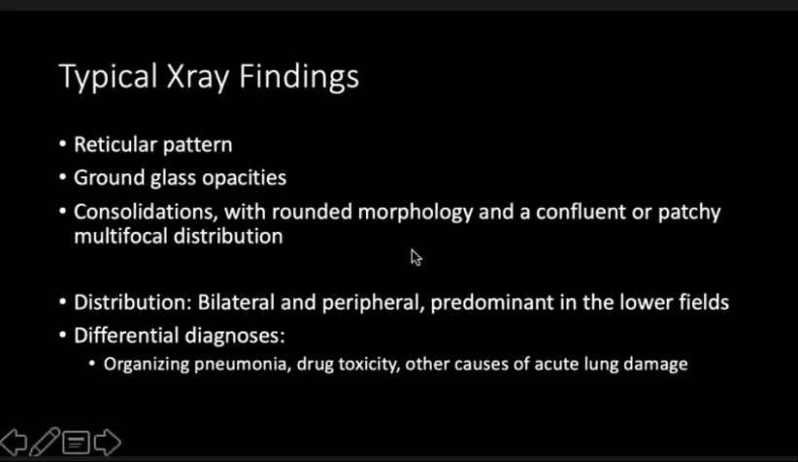So the first is the typical X-ray findings, which usually shows a reticular pattern with ground glass opacities, consolidations with rounded morphology, and a confluent or patchy multifocal distribution. It is usually bilateral with peripheral and lower lung dominance. The differential diagnoses for typical X-ray findings are organizing pneumonia, drug toxicity, and other causes of acute lung damage.